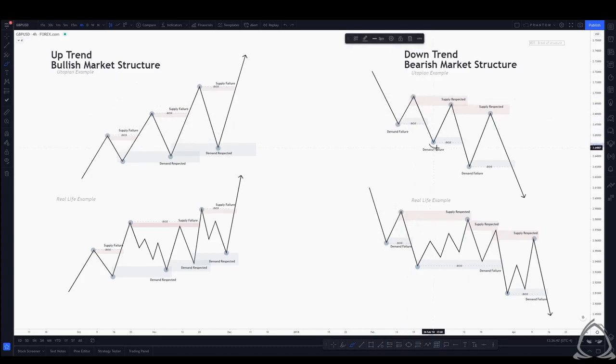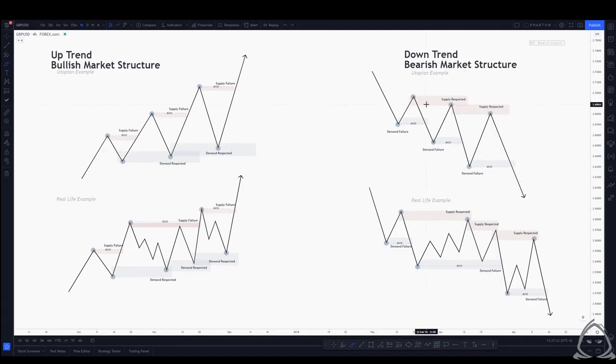supply zone. So when price creates a lower low and begins to retrace or correct, price then creates a demand zone. It taps into the supply zone, which respects it, and then price rapidly moves to the downside, breaking the previous lower low, creating a new lower low, again breaking demand here, and then price corrects, tapping into the newly created supply zone, and then creates a new lower low, which then causes demand to fail.